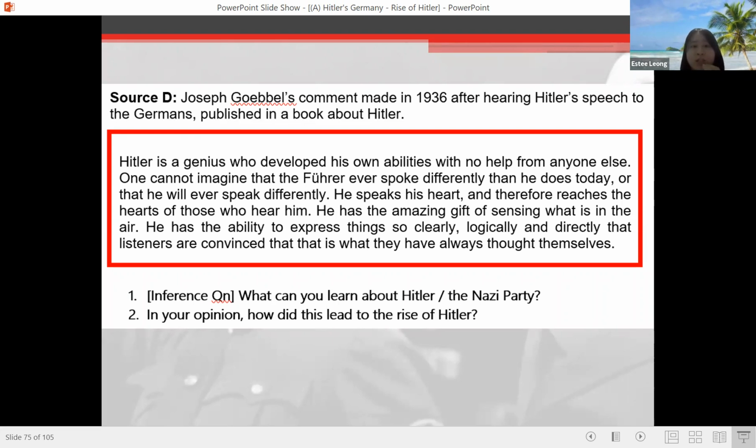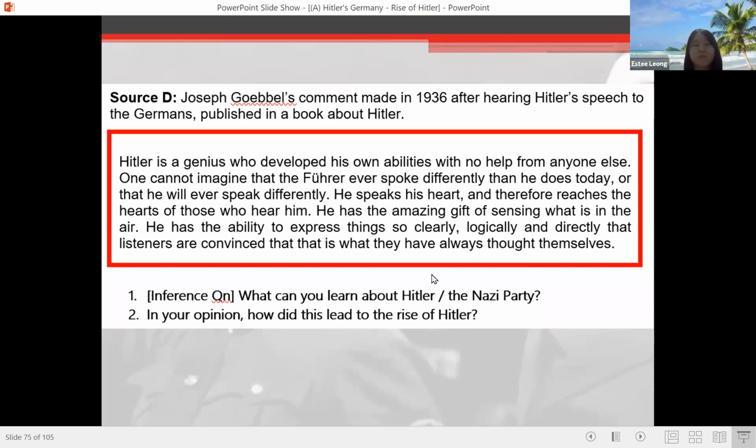Hitler's a genius who developed his own abilities with no help from anyone else. He speaks his heart, therefore reaches the hearts of those who hear him. He has the amazing gift of sensing what is in the air. He has the ability to express things so clearly, logically, and directly that listeners are convinced that this is what they have always taught themselves.